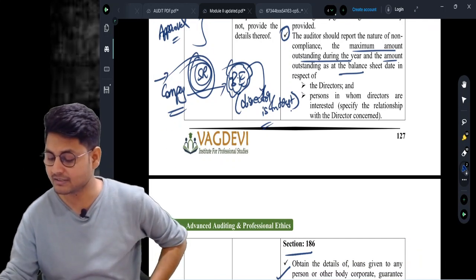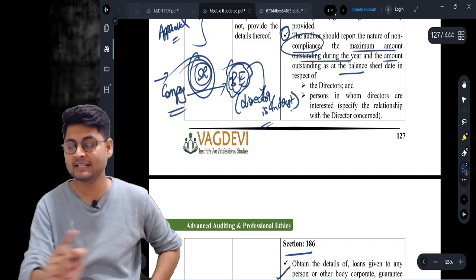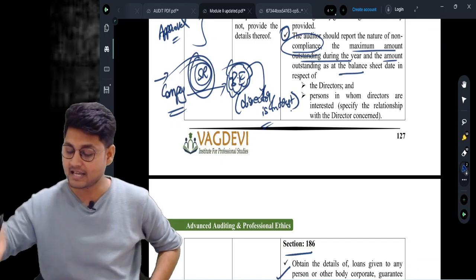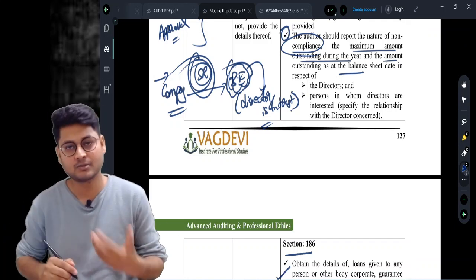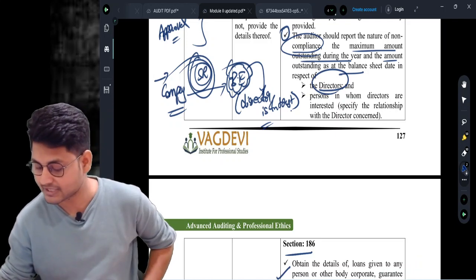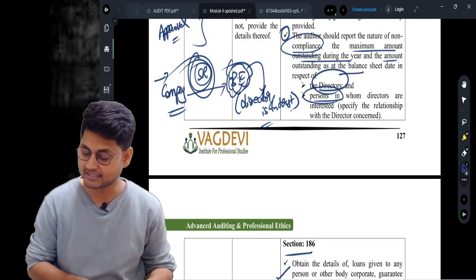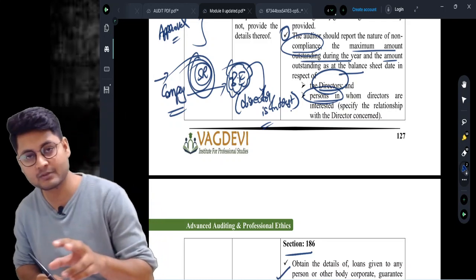If there is any non-compliance, you need to write the nature of the non-compliance, the maximum amount outstanding during the year, and the amount outstanding as at the balance sheet date. This is with respect to directors, and also with respect to any persons in whom the directors are interested. Both things you need to give separately. With this we are done with the section number 185 notes.